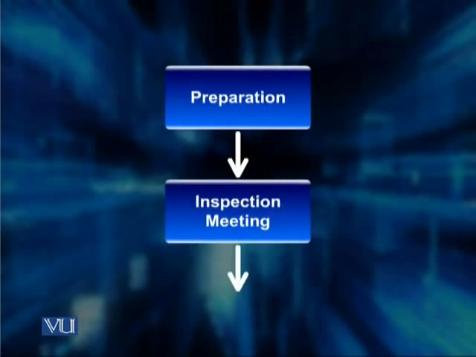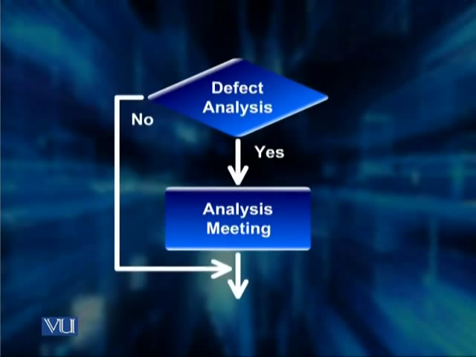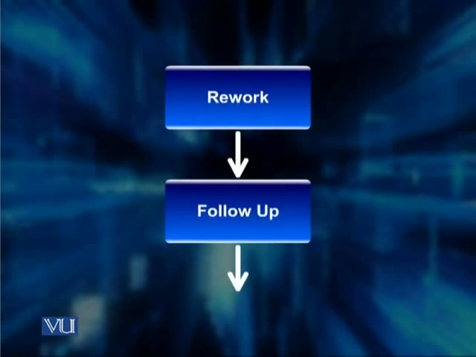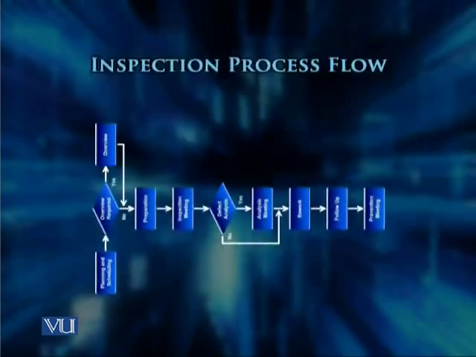After the preparation activity, the inspection meeting is held. Once the inspection meeting concludes, a defect analysis is performed. That is, do we need to have a defect analysis or analysis meeting? If the answer to that checklist or set of questions is yes, then we perform the analysis meeting. If no, then the analysis meeting is skipped and rework is performed. After the rework, the follow-up activity is performed, and lastly, the prevention meeting is performed. This chart has shown you pictorially the inspection process flow.